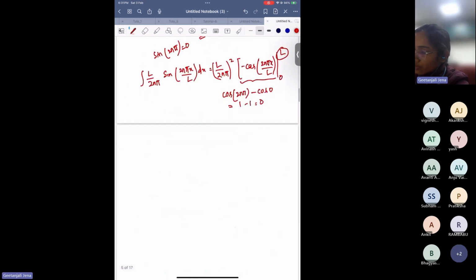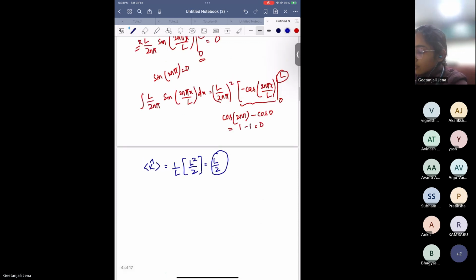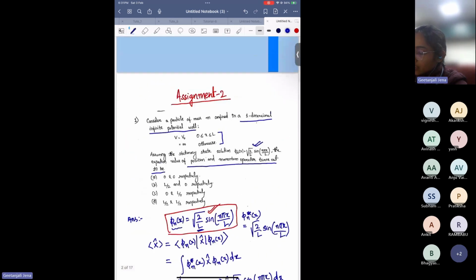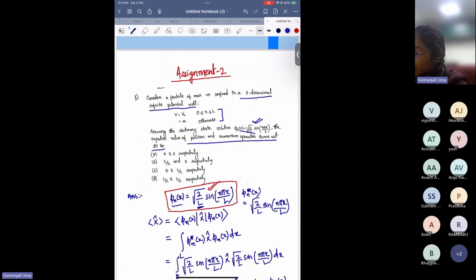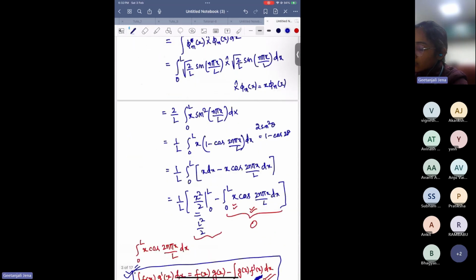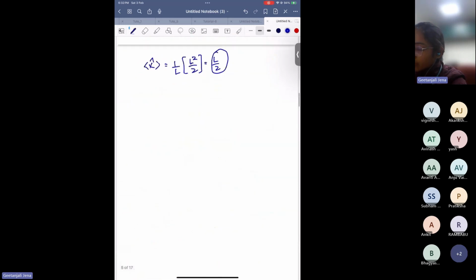So expectation value of x will be 1 by L square by 2. So this is L by 2. Okay. This is the final solution. Now it is also asking about the expectation value of the momentum operator. So position operator we have now calculated, which comes out to be L by 2. Now we have to calculate the expectation value of momentum operator.